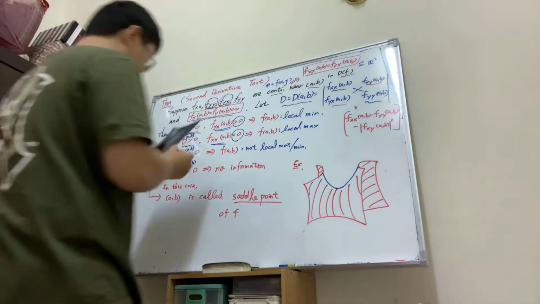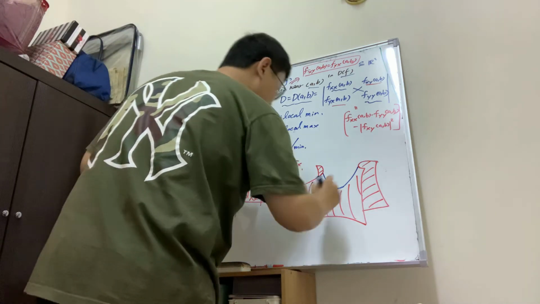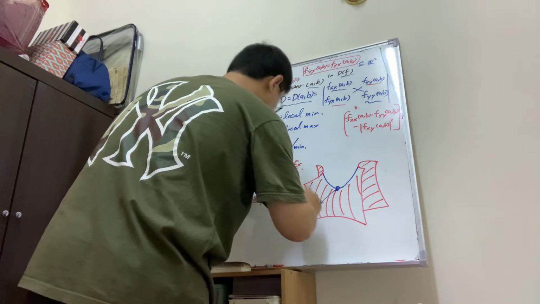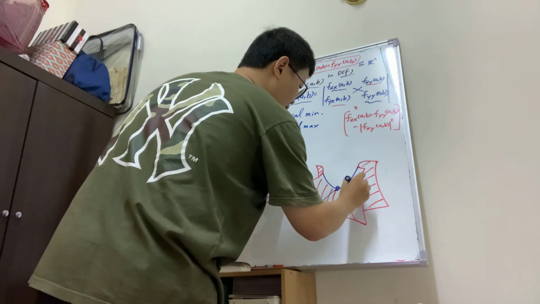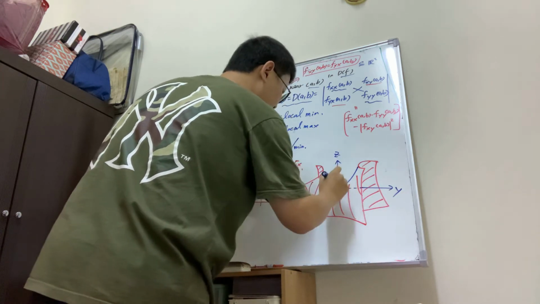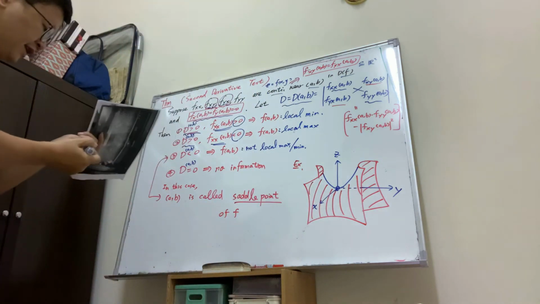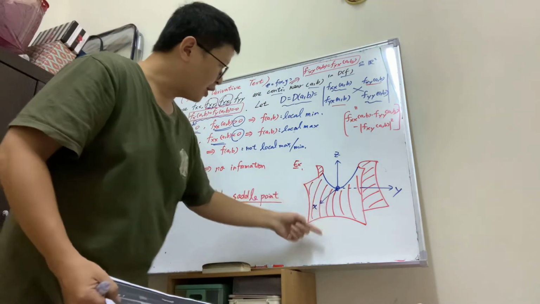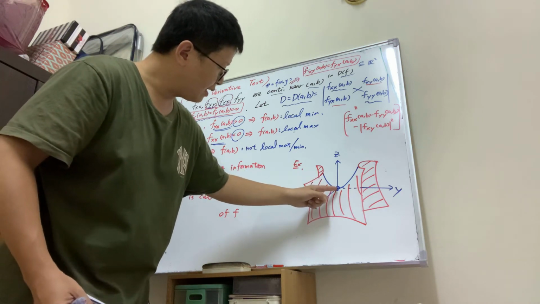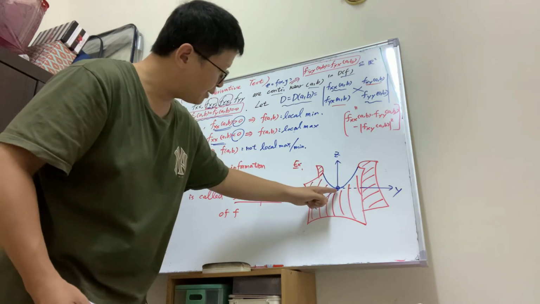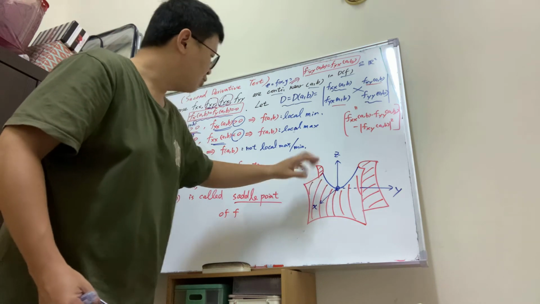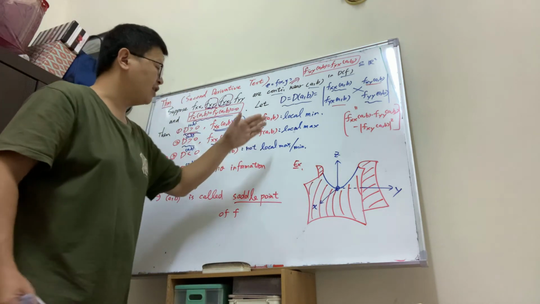It's like a graph. Here is the x-axis, here is the y-axis, and here is the z-axis. For this point, you could see that in one direction there is a maximum, but in this other direction there is a minimum. So locally near this point, we cannot say it's a local maximum or local minimum.